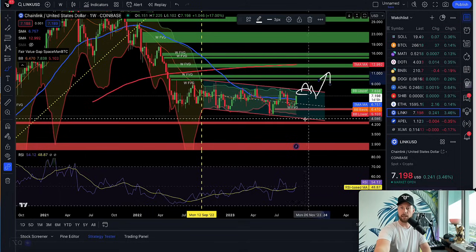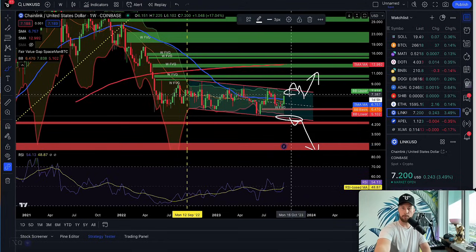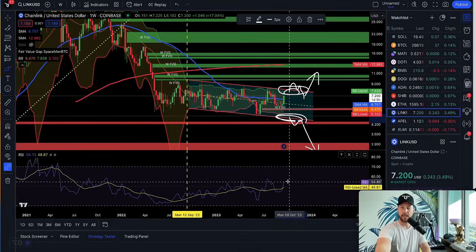On the contrary, if we see Chainlink break to the downside below roughly $4.80, this downward trending support right here, and we see a backtest of it as resistance, I would expect Chainlink to continue to the downside with the rest of the market. So the main thing to watch is the upper portion of this band, this upper resistance, and the lower portion of this band to signify a trend reversal.